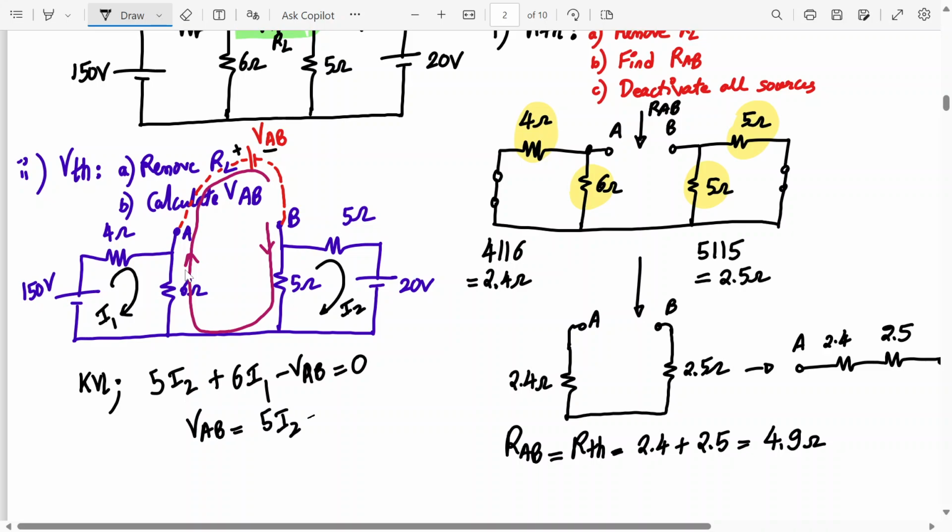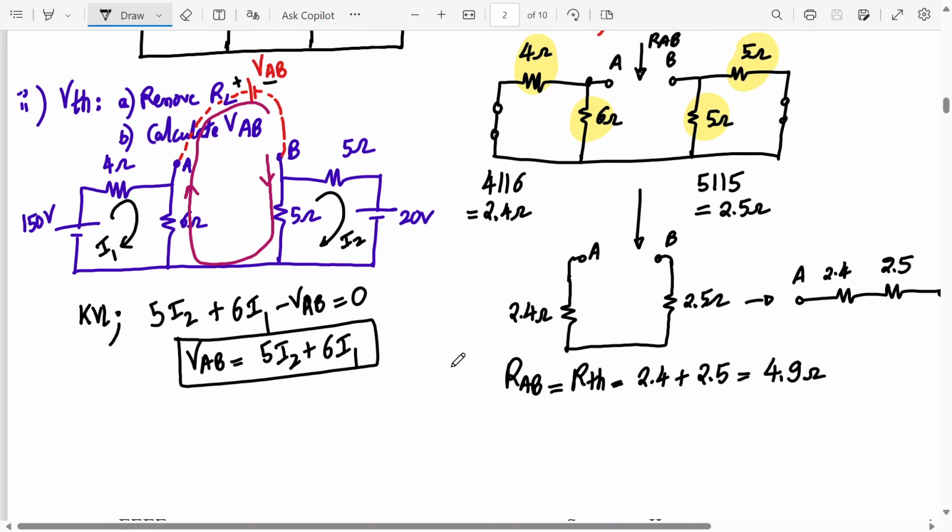So what is VAB now? 5I2 plus 6I1. Did you understand this technique? Everyone? Followed how we arrived at this equation? Whatever technique you apply, you will arrive at this equation only. Understood now? Hello? Yes. Okay. So now we'll solve it.